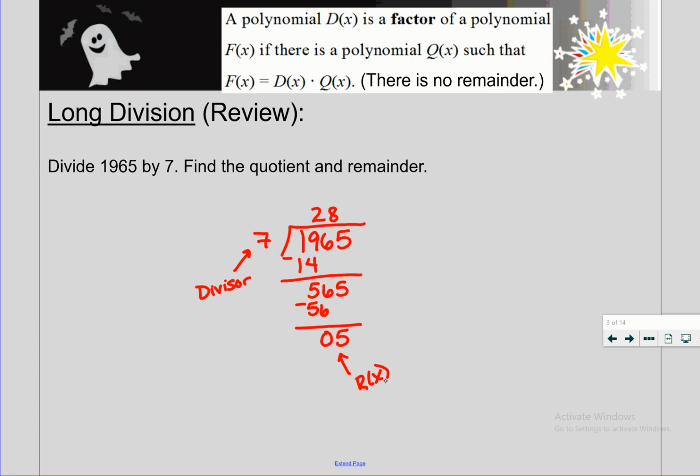Does it make sense that 7 times 28 gives me 1,965 there? What's missing? This is why placement's important. It's 280. There's actually an extra 0 at the end of that one.